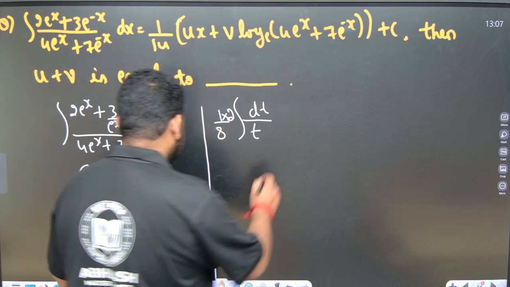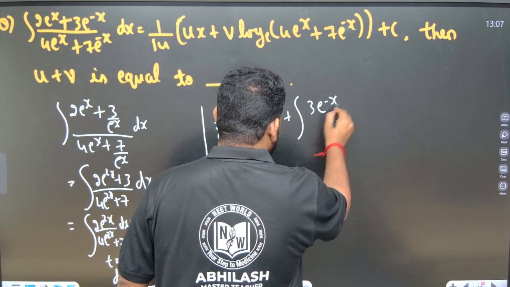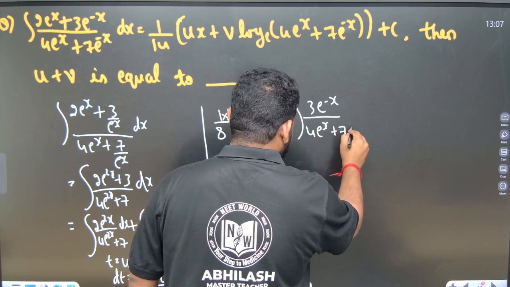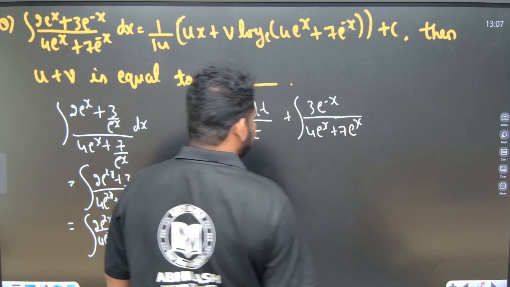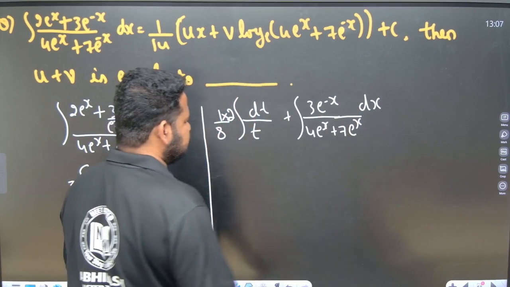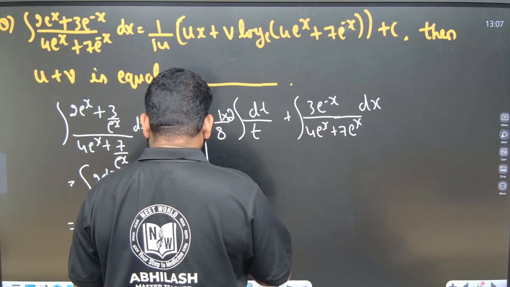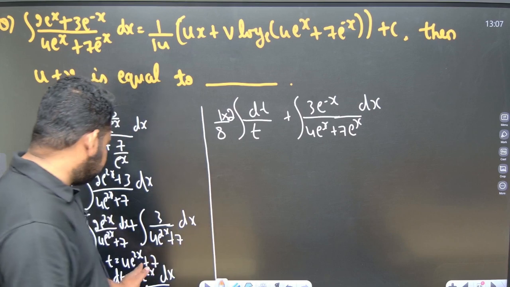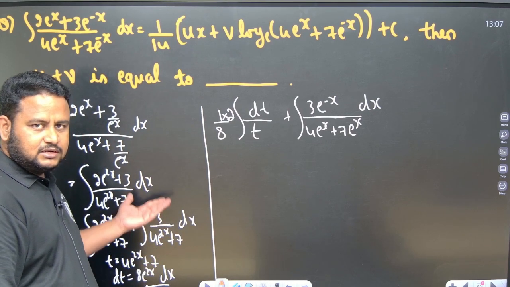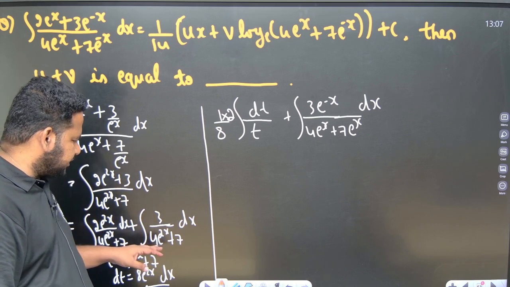So I will get 3 into e power minus x divided by 4 into e power x plus 7 into e power x, dx. Now this is e power x, 4 into e power x by 7 into, if I divide it, e power 2x will actually become e power 3x, right? E power 3x it will become.